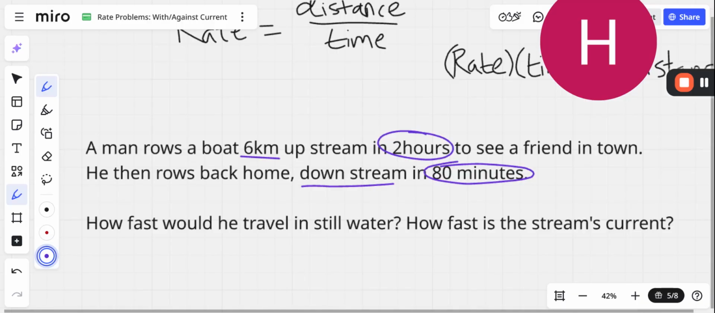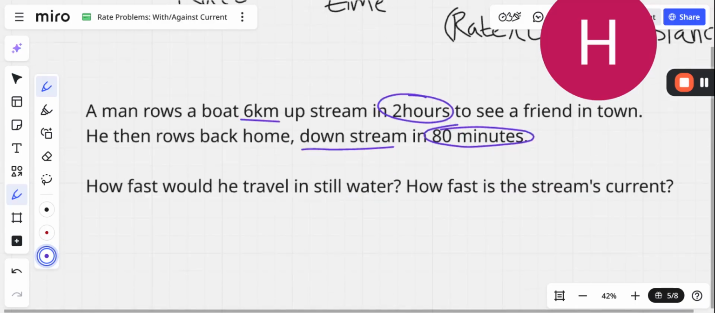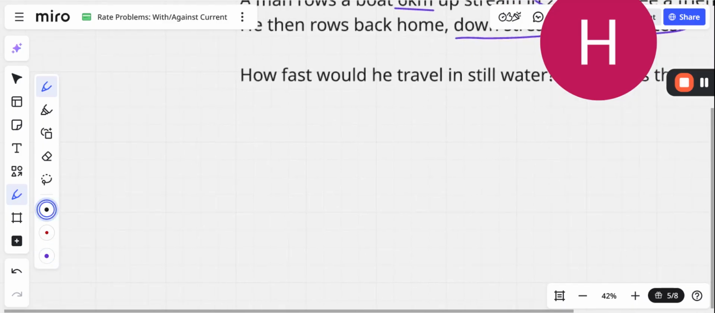Right, so we're going to need some variables to represent the situation. But we're also going to need to break this journey into two parts. We want to have the upstream part. This is going to be with some resistance. And then we want the downstream part. This is going to be getting help from the current.